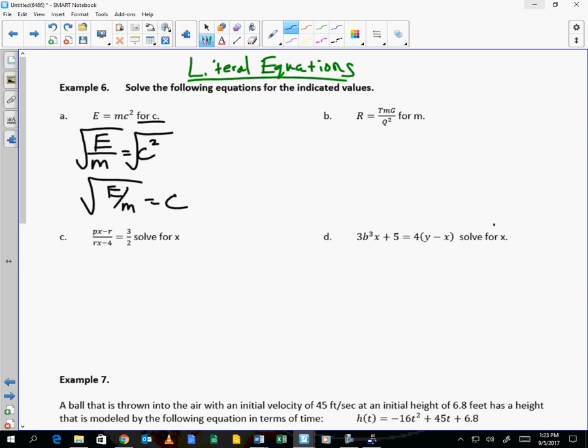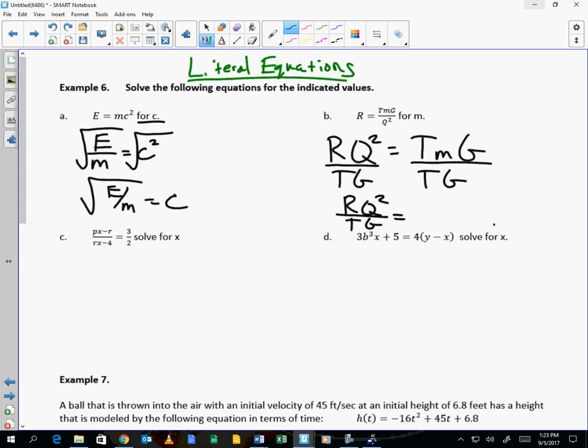How about m? R times q squared is equal to tmg. Now what? Divide by tg. So rq squared divided by tg is equal to m.